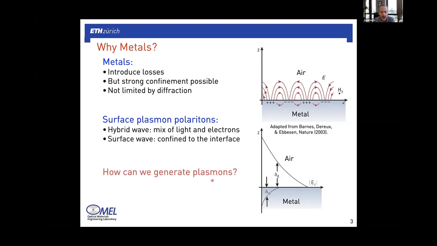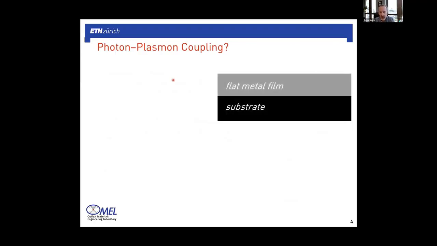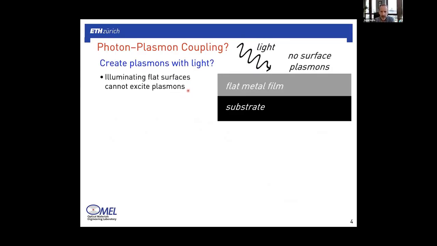Now, maybe the first question we can address before we move on, and also because it introduces patterning, is how can we generate plasmons, or more specifically, how can we get photons and plasmons to interact or couple? And so we can start with a simple question: if we have a perfectly flat metal film and we shine light on it, can we generate plasmons? And so the answer to that question is no. We can't generate surface plasmons because these photons that come in don't quite have enough momentum to give a kick to start one of these plasmon waves.